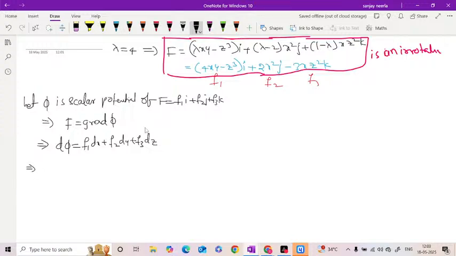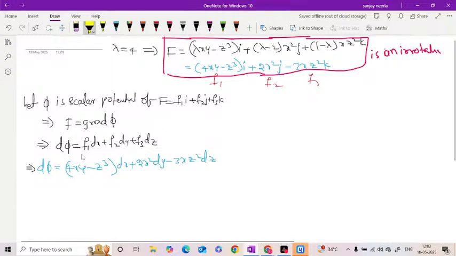Now what is the f1? dφ is equal to (4xy minus z cube) into dx plus f2, which is 2x square dy, minus f3, so minus 3x z square into dz. Now come to the first one, 4xy.